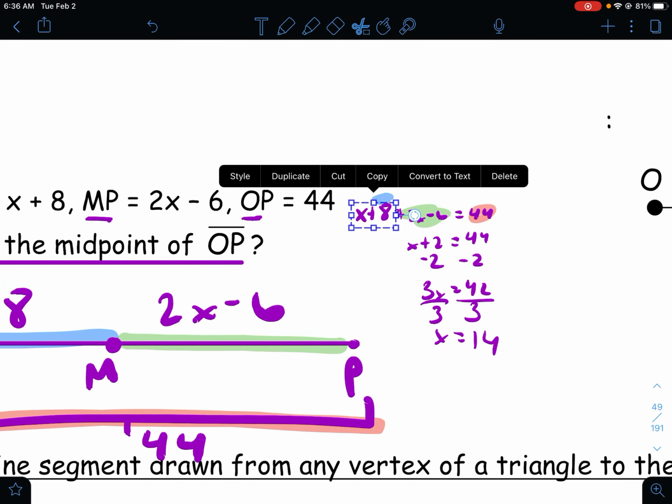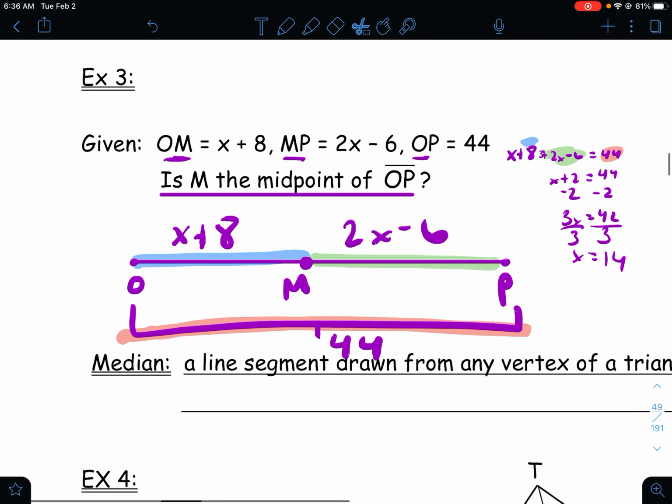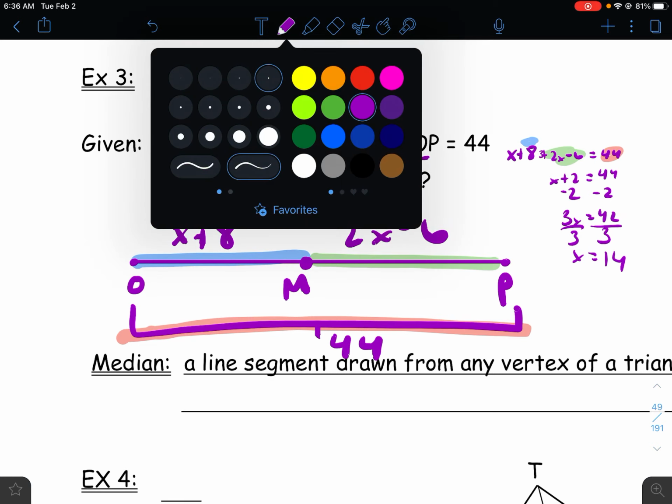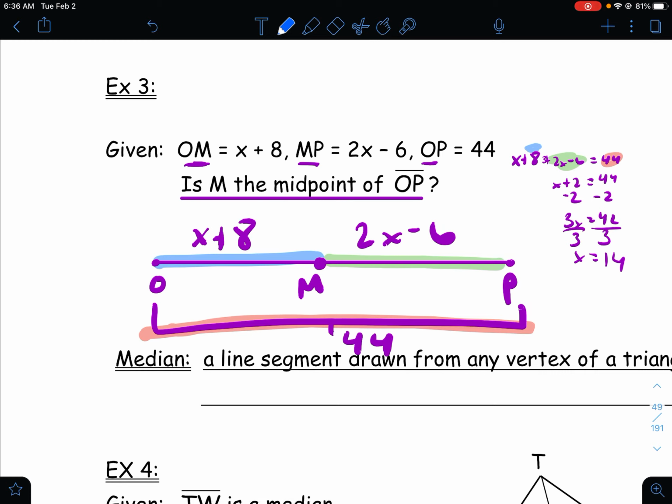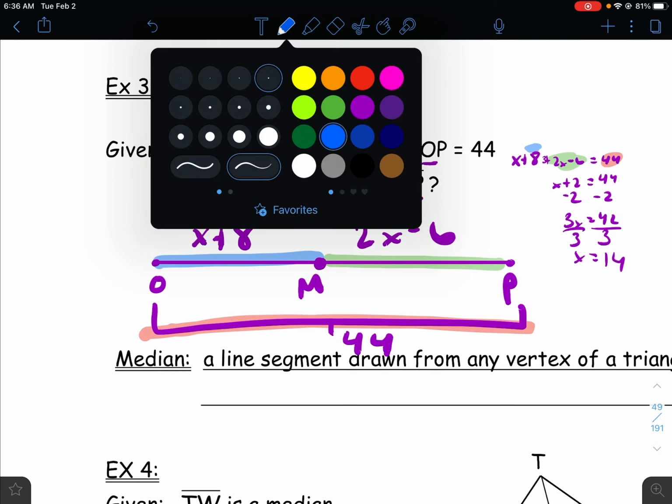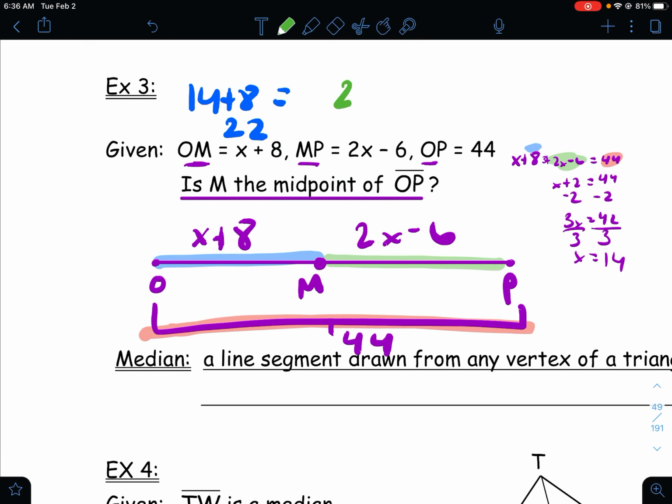So now we know that x is 14, so we got to see if these two line segments are equal to each other. So the blue guy, we can figure out what OM is by plugging in 14. So we're going to do 14 plus 8, which is going to give us 22. Then we're going to plug into the green guy, which is going to be 2 times 14 minus 6. All right, so we get 28 minus 6, which is going to give us 22.